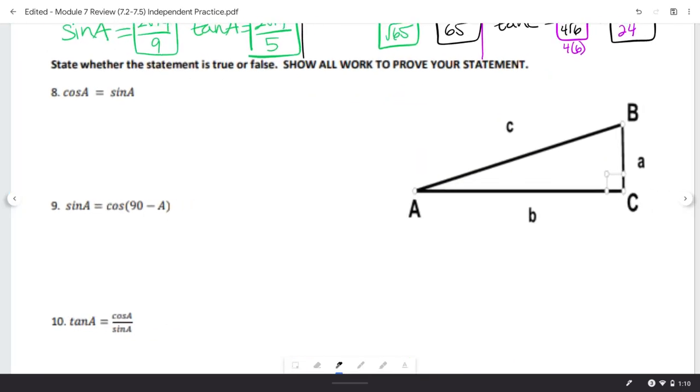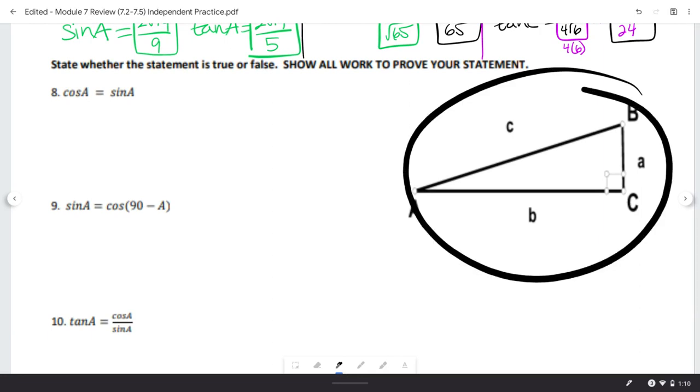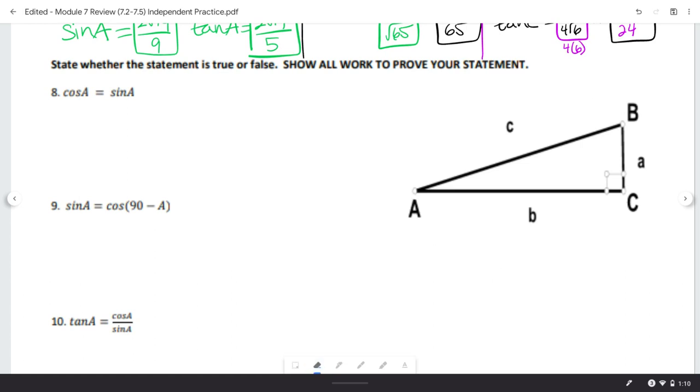Okay, for the next section, we're going to use this triangle, but we're going to use variables. We're not going to have numbers when we figure out the sine, cosine, and tangent. So for the cosine of A, I'm looking at this angle right here. That's my cosine of A. And I've got cosine, which is adjacent, B, over hypotenuse, which is C. My sine of A would be opposite, A, over hypotenuse.